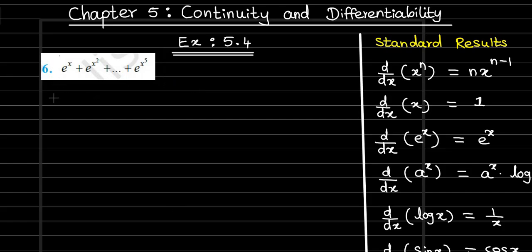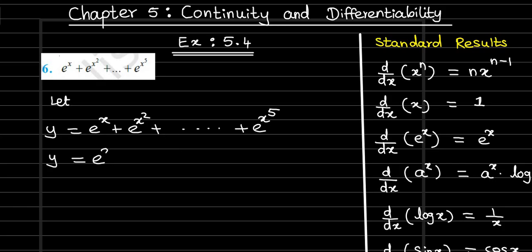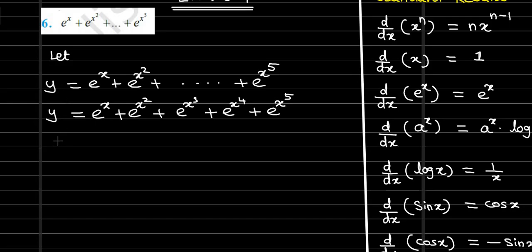So the given function I am going to name as y. So let y equal to e power x plus e power x square up to e power x power 5. And we can notice two more terms are missing. If there are many terms, there's no need to write, but since only two terms are in between, let's write those also. So e power x plus e power x square, so we can understand the pattern, right? So the next term will be e power x cube, next e power x power 4, and the last term e power x power 5. So this is the given one. Now we are going to do the differentiation with respect to x.